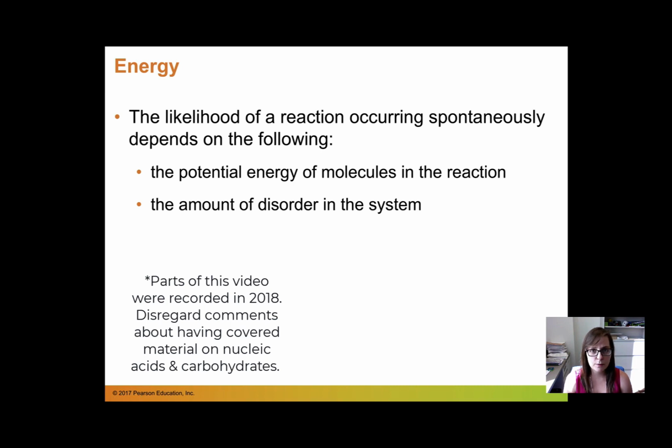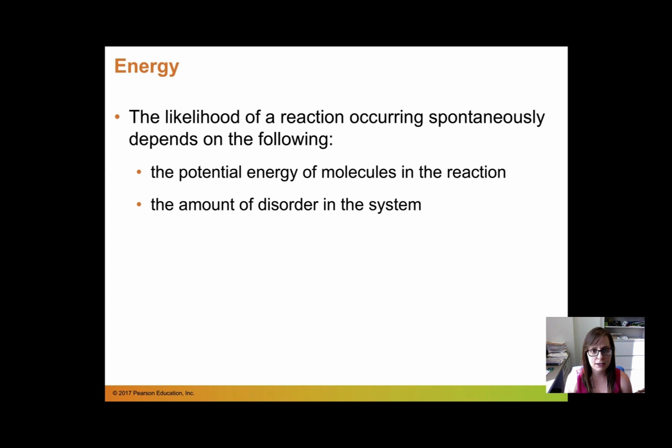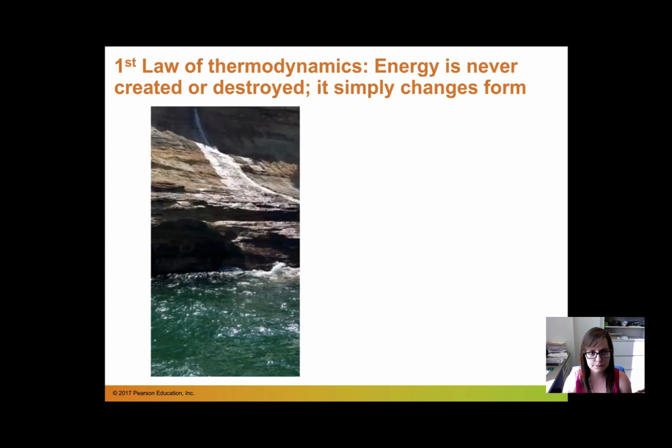So really what we're talking about when we're talking about energy is the likelihood of a chemical reaction occurring. And that likelihood depends on 2 things. It depends on the potential energy of the molecules involved in the reaction and the amount of disorder in the system. So to talk about energy, we have to go back a little bit and talk about the laws of thermodynamics. So the first law of thermodynamics states that energy is never created or destroyed, it simply changes form.